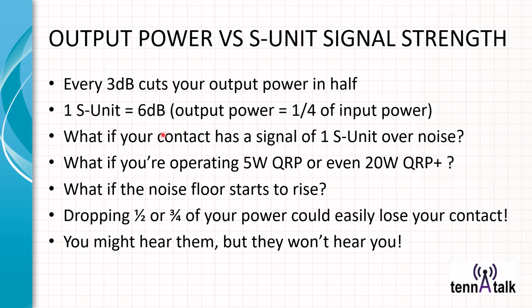But what happens if your contact has a signal of 1 S unit over the noise? You might lose them. What if you're operating 5 watts QRP or even 20 watts QRP plus? Okay, you could lose them easily then. What if the noise floor starts to rise? You'll lose them. So you're running really marginal, is what I'm saying. If you're running marginally, and he's not just booming in, but right there on the edge, it can make a huge difference. Dropping half to 3/4 of your power could easily lose that contact. You might hear them, but they won't hear you.